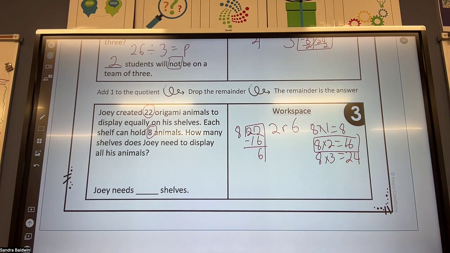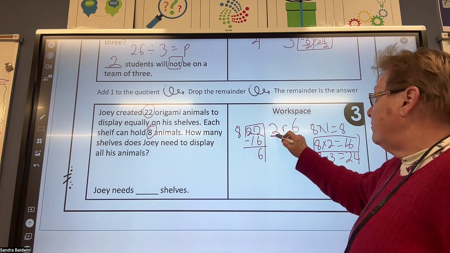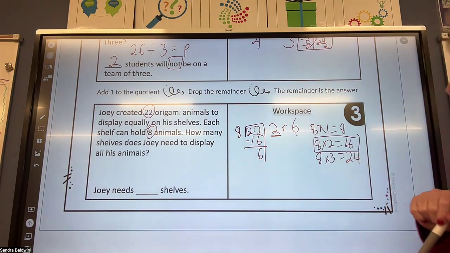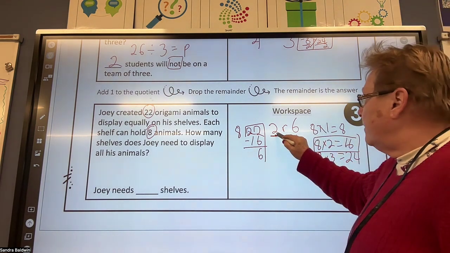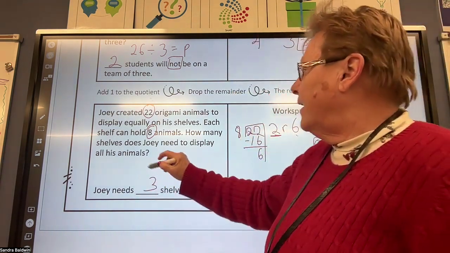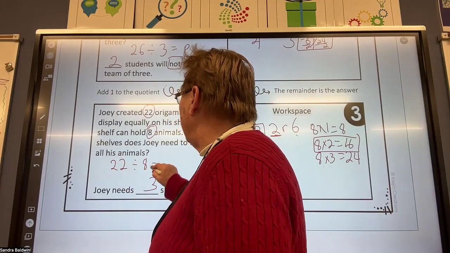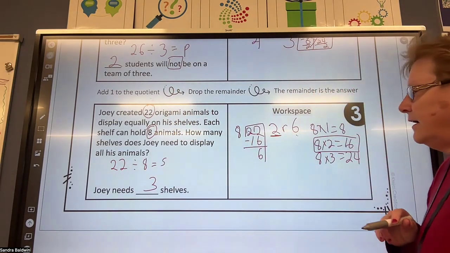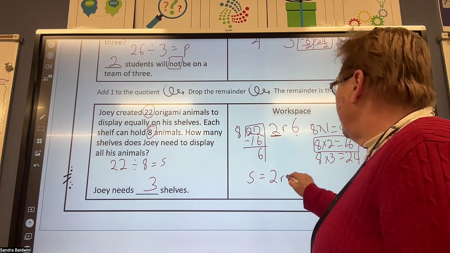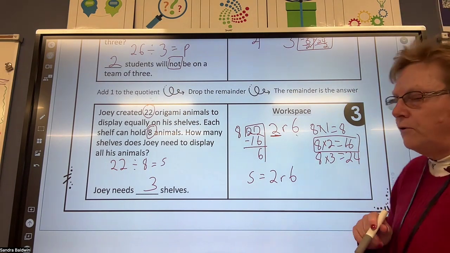So how many shelves does Joey need to display all his animals? Well, there's 2 full shelves, but he still has 6 remaining animals. They have to go on a shelf too. So in this case, we're going to add 1 to the quotient. He needs 3 shelves, and we did not write our equation, which was 22 divided by 8 equals, we'll say S for shelves. And we said S equals 2, remainder 6. Hope that helps for you to do 4, 5, and 6.